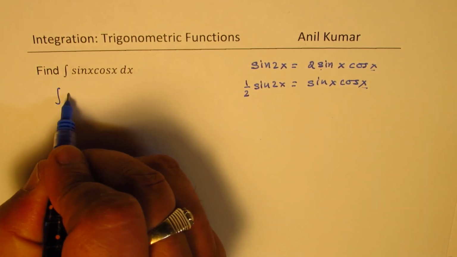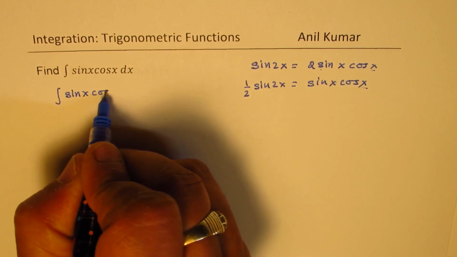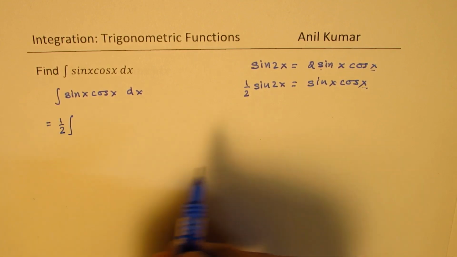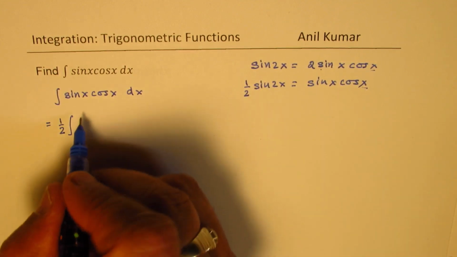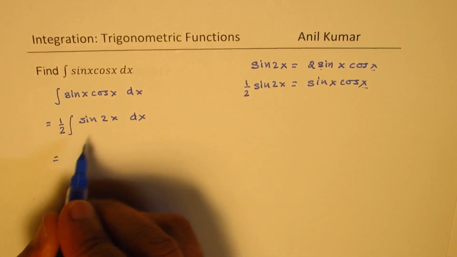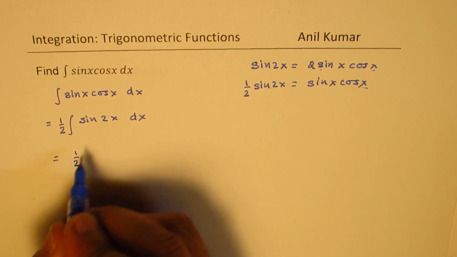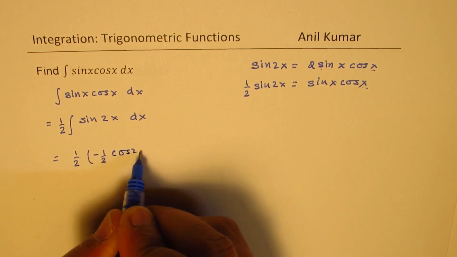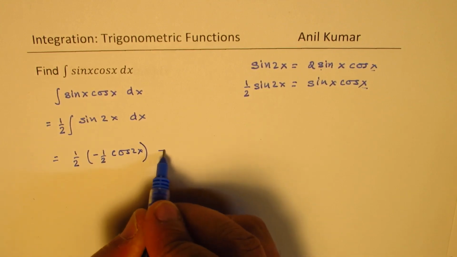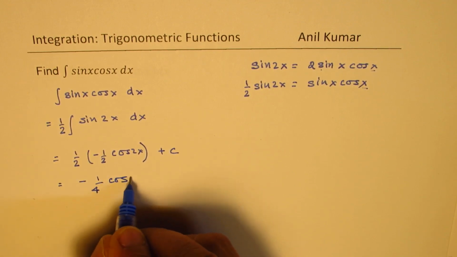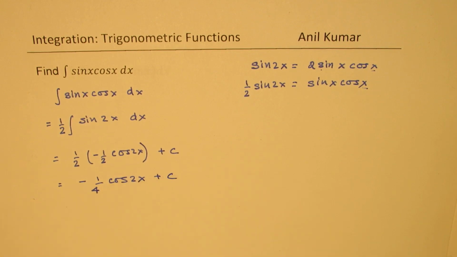So we could write this integral of sine x cos x dx as equal to half of sine 2x. Okay. Now the integral is straight application of the formula, which is minus, and that is half of cos 2x. Okay. Plus c, of course. So we can get this as minus 1/4 of cos 2x plus c. Okay. So that is how we find this result.